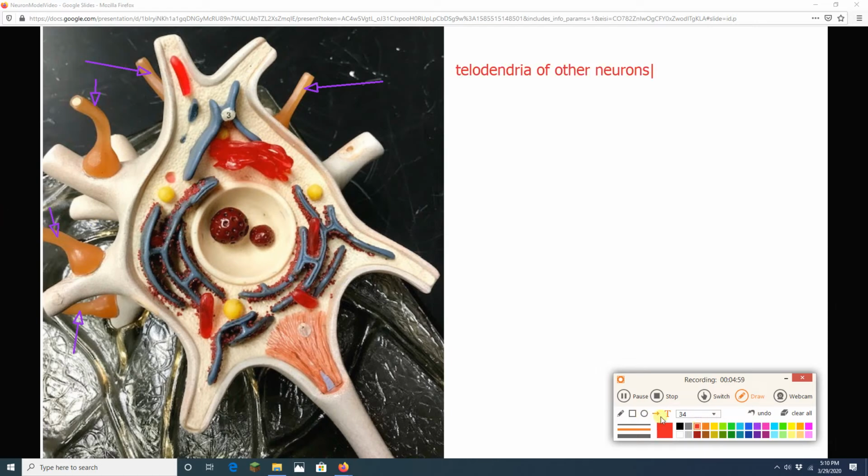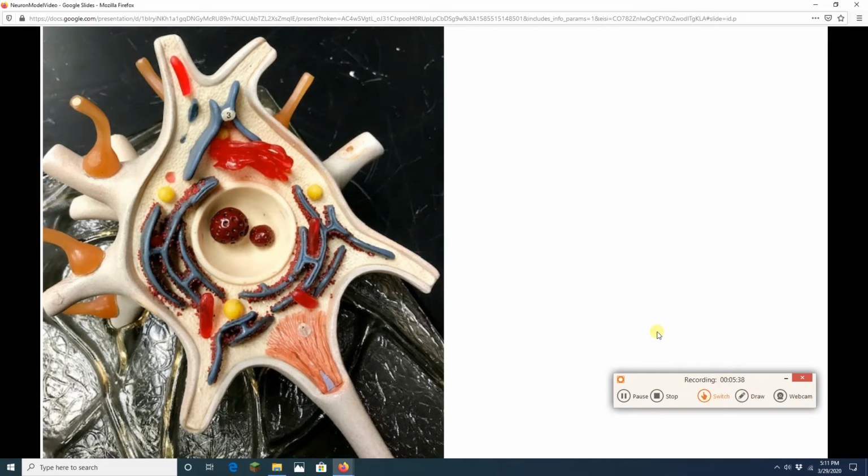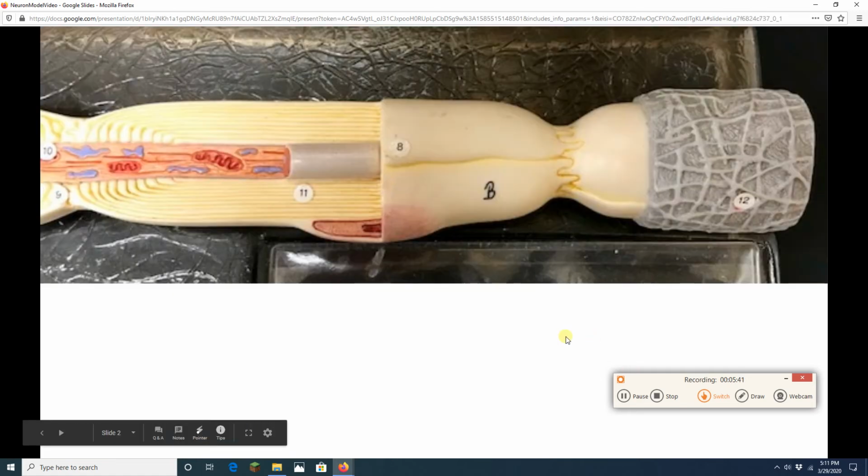But that's not all. What we can also see is the ends of the telodendria on some of these guys at this angle here. The ends of the telodendria are going to be called the axon terminals. And they're going to house the neurotransmitters and release the neurotransmitters when an action potential arrives. All right, cool. We are done with this part here. Let's go on to the next part.